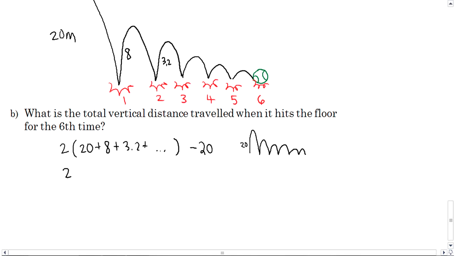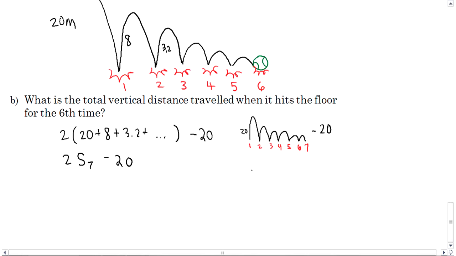In this case, you have to be careful what n is. Now n will be 1, 2, 3, 4, 5, 6, 7. So in this case, this is 2 times the sum of the 7 terms minus 20. So that is going to be one answer. That's one possible way of doing it. The other way of doing it is not counting it twice.